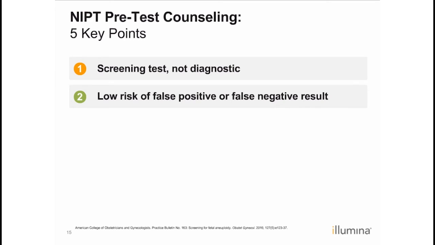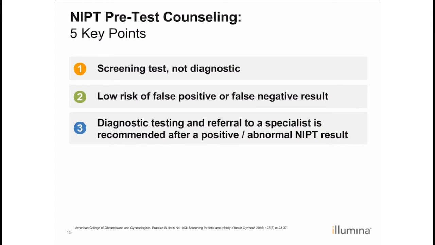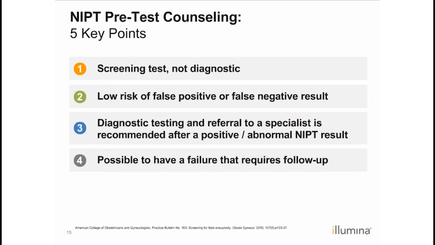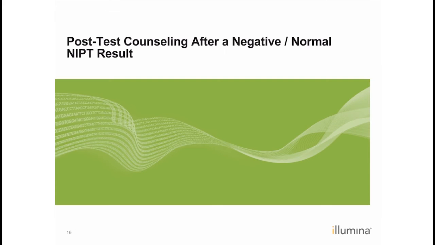Second, NIPT provides screening for the most common aneuploidies with a lower risk of false positive or false negative results compared to other screening tests. Third, diagnostic testing and referral to a specialist is recommended if the NIPT result is positive. Fourth, it is possible to have an NIPT failure, which would also require follow-up. And fifth, NIPT does not test for all possible health problems, including intellectual disabilities, autism, birth defects, or other genetic conditions.